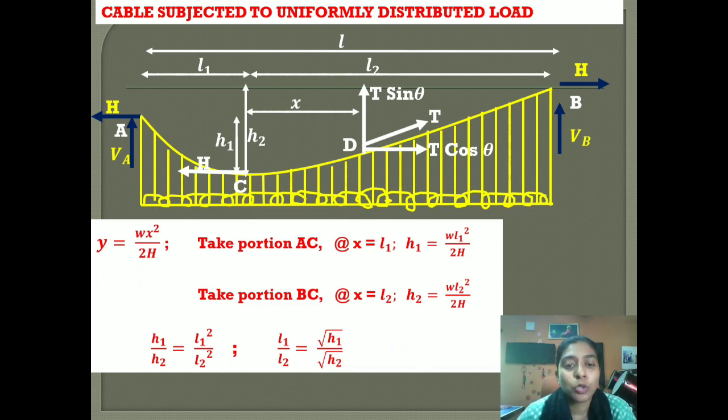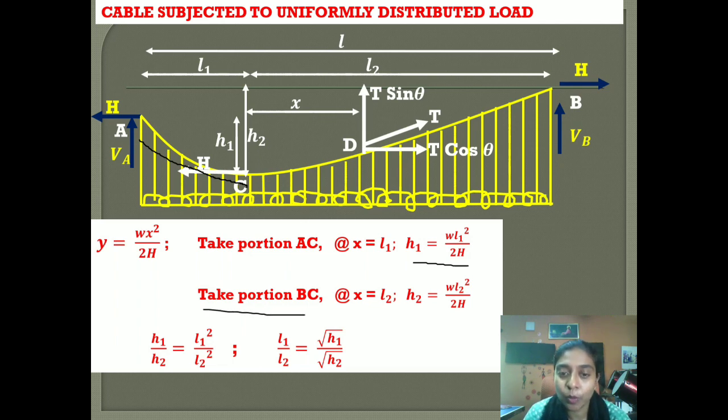Now we know y equal to Wx square by 2H. Now we take the portion AC, from A to C. When x is equal to L, that is the distance from A to C is L1, at C, from A, the dip is H1. So y is H1. Substituting in y equal to Wx square by 2H, H1 is equal to W L1 square by 2H, because the span between A and C is L1.